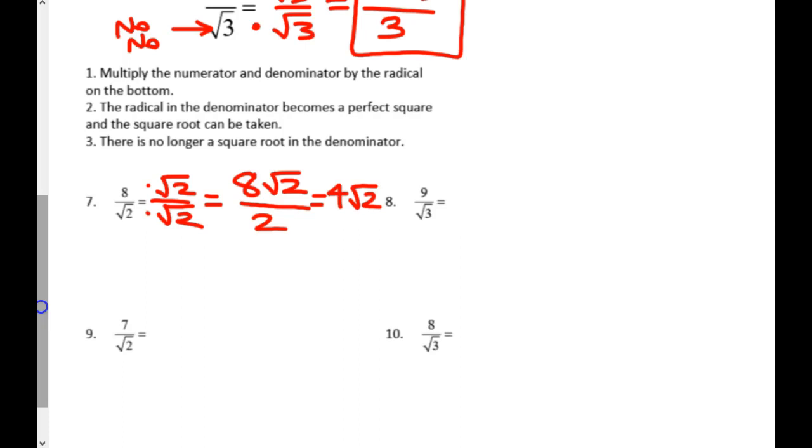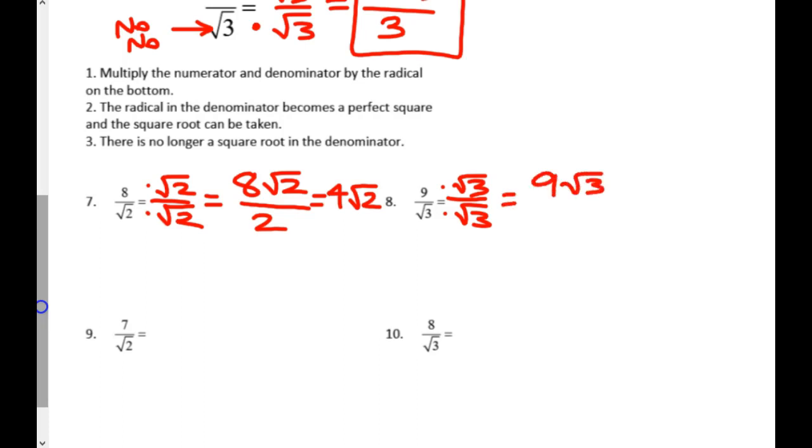All right, number 8. There's a square root on the bottom, square root of 3. What do I got to do? Times the same thing, square root of 3. And if I do it on bottom, I do it on top. So, what's 9 times the square root of 3? 9 square root of 3, okay?